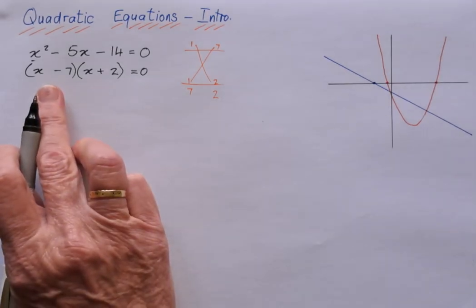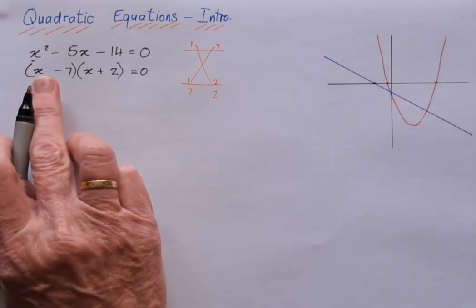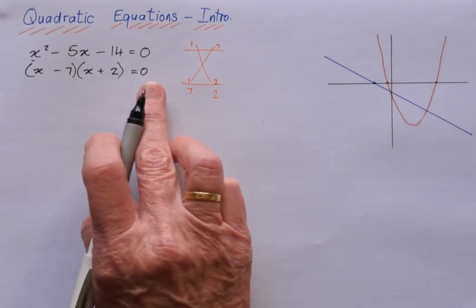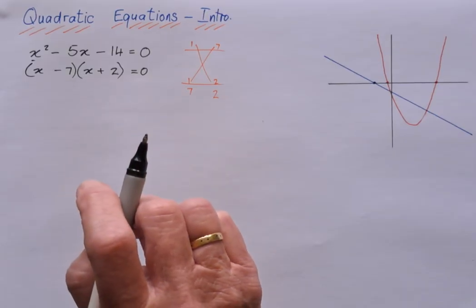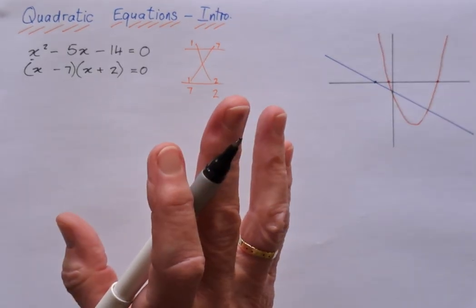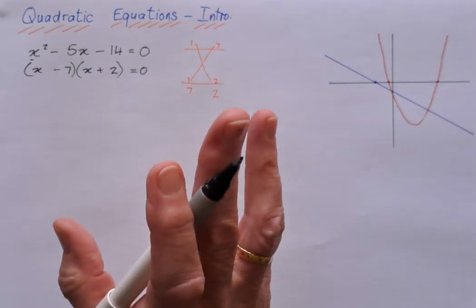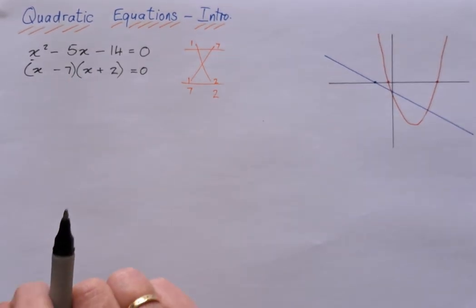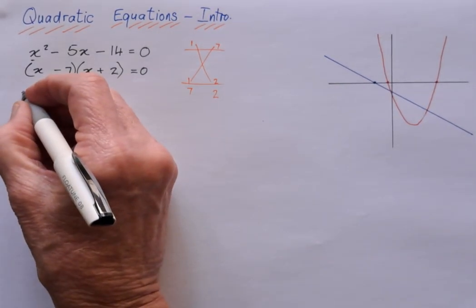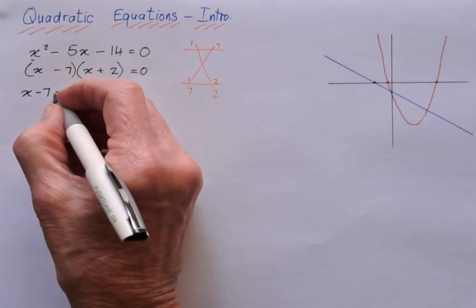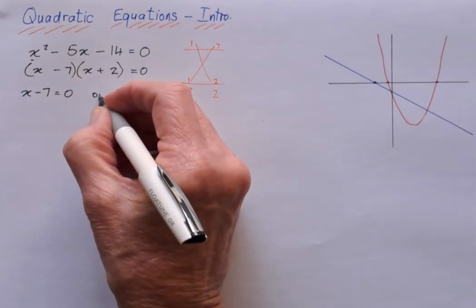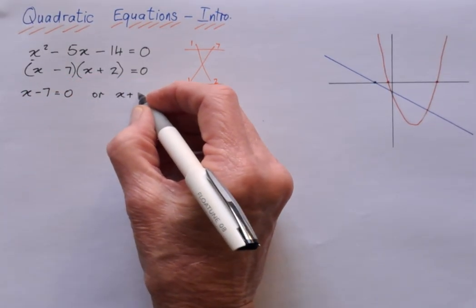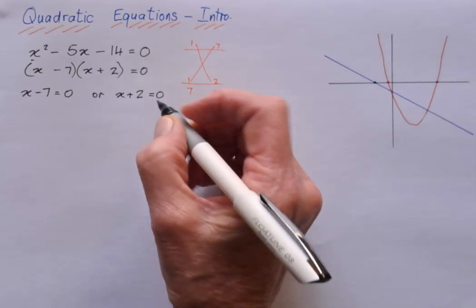So what I'm saying now is I've got something times something equals 0. Well, remember, with our properties with 0, one of the factors has to be 0 in order to get an answer of 0. So in other words, either x minus 7 is equal to 0, or the other bracket, x plus 2, is equal to 0.